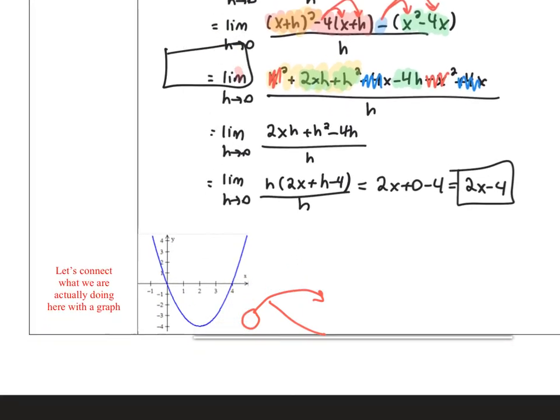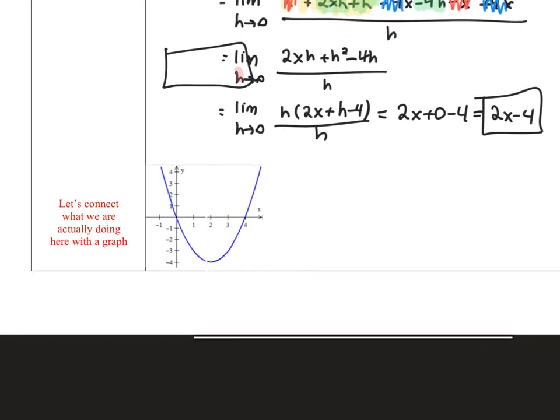So I want to take just a minute and talk about what that actually means. Down here, I have the graph of f of x. It's just this parabola. And what I found is that my f prime of x is 2x minus 4. So if I look at, say, x equals 2, which is right here, and I draw a tangent line at that value, so I'm just going to hit it in a single point, if I want the slope of that line, all I have to do is take my x value of 2 and plug it into my derivative.